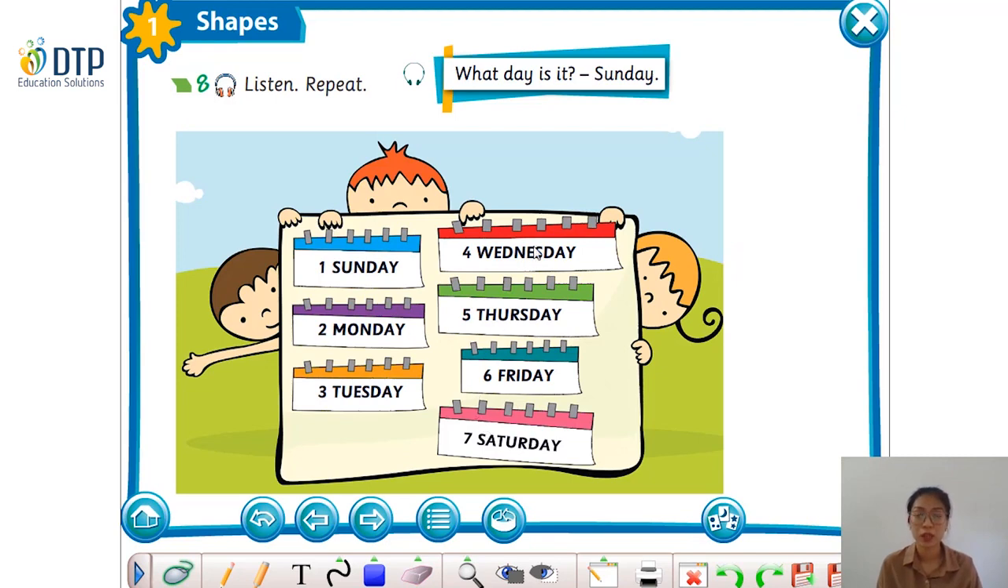The next structure, cấu trúc tiếp theo mình ôn là What day is it? Là câu hỏi về hôm nay là thứ mấy? Sunday. Let's listen. What day is it? Sunday. Có bao nhiêu ngày trong một tuần vậy con? There are 7 days in a week.